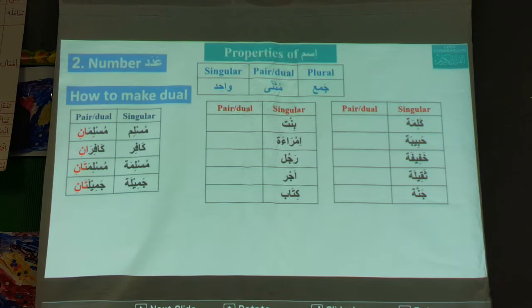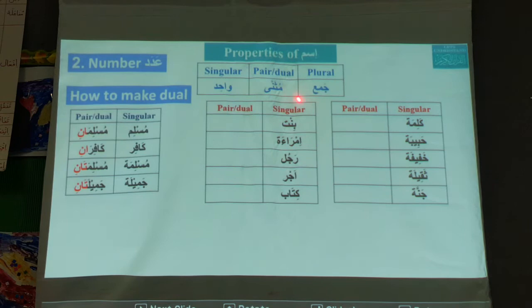Okay, so we looked into a few examples yesterday. And we know how to make the dual, like from Muslim. Muslim is a very common word, a common noun. Muslim is one Muslim. If I say Muslimani, two Muslims. Similarly, kafir, one kafir, and kafirani, two kafirs. Muslimah is feminine, and its dual is Muslimatani. Whenever this Ta Marbuta comes at the end of an ism, it makes it feminine. So these two words are feminine. Muslimah becomes Muslimatani, and Jamilah becomes Jamilatani.